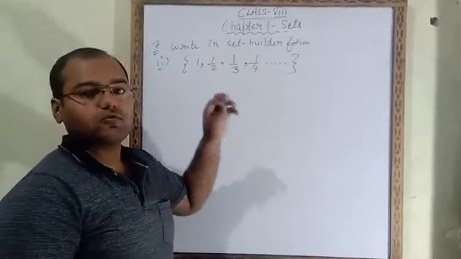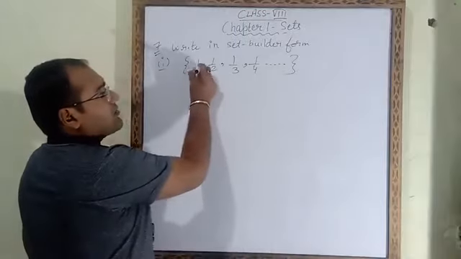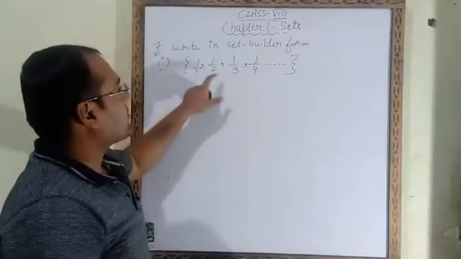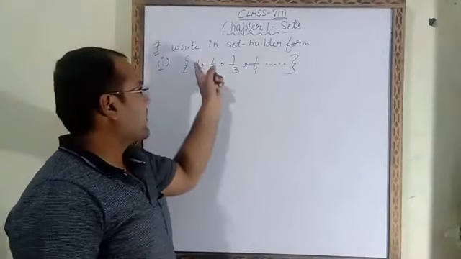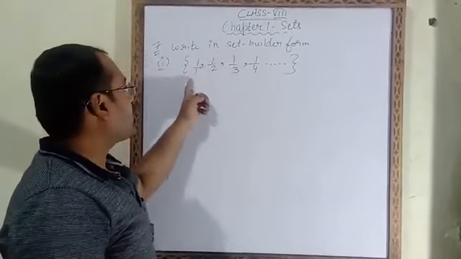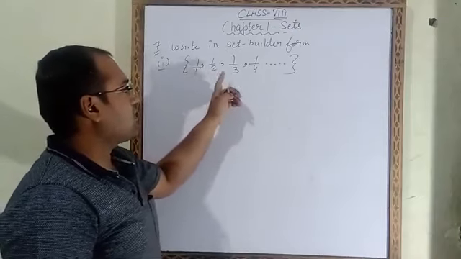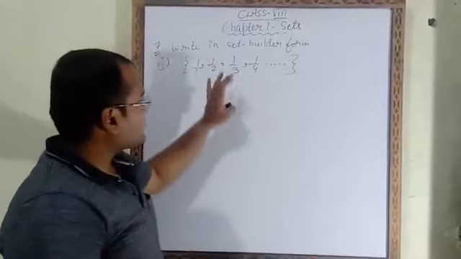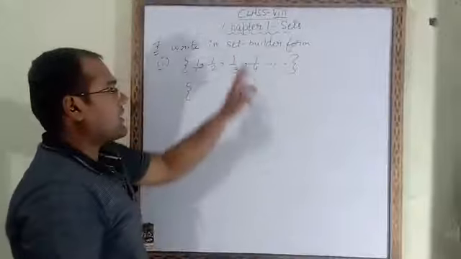Set builder form means we have to write the common property. Here in the denominator nothing is given, so we will take 1. Now what we will observe here: in the numerator the numbers are the same, 1, 1, 1, 1, but in the denominator 1 is there, after that 2, after that 3, after that 4. So we have to write the common property here.